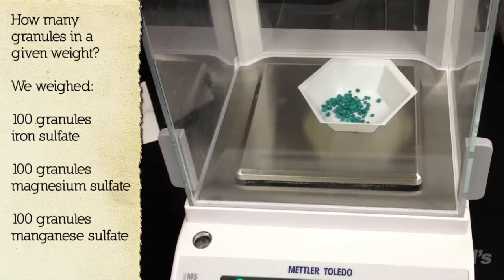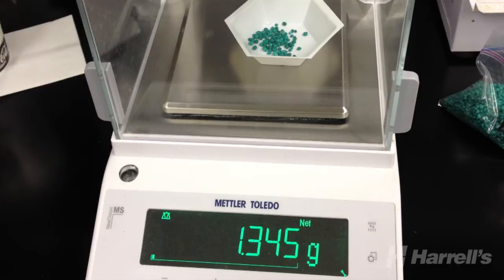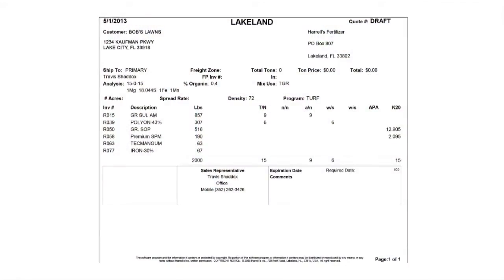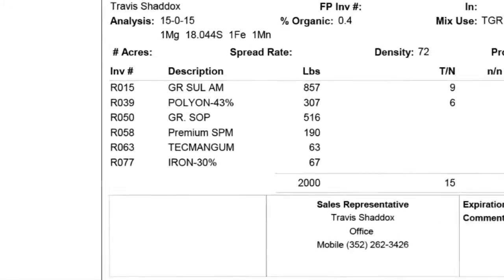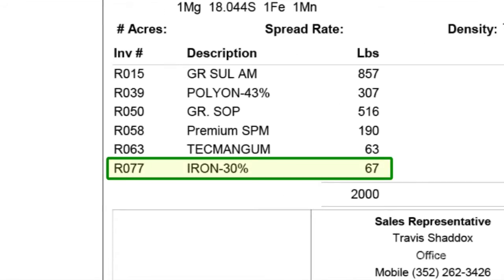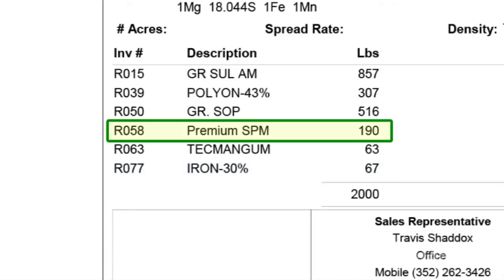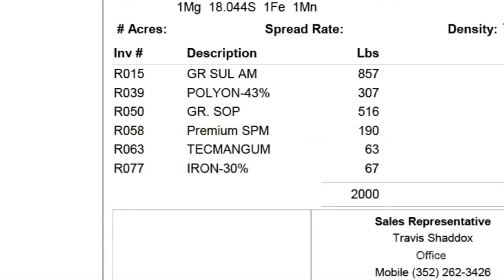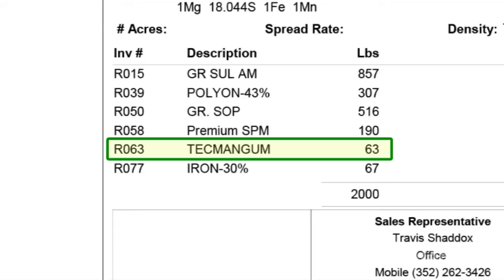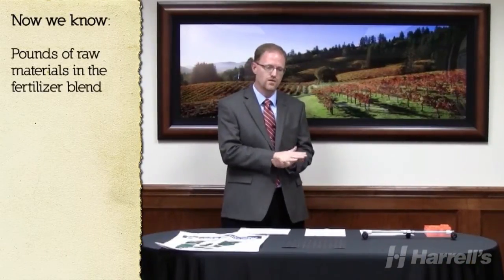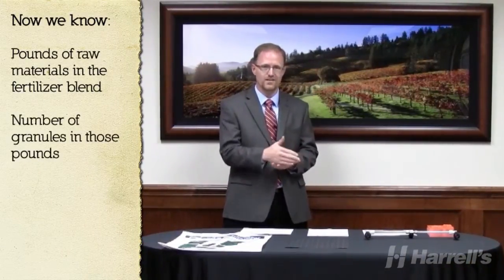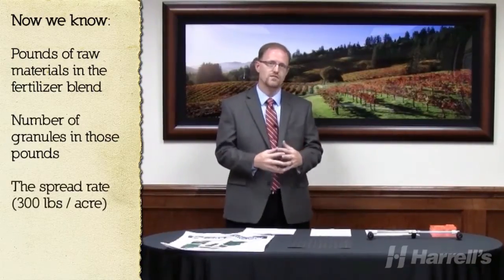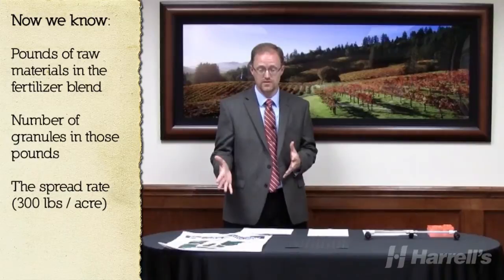At that point, we know we have so many granules of a particular raw material and so many pounds of the raw material. When we blend it up, we generate what's called a batch sheet, which provides to us the number of pounds that we need to put into the ton of fertilizer. And in this particular blend, we have 67 pounds of iron sulfate, 190 pounds of the raw material that provides the magnesium sulfate, and 63 pounds of the manganese sulfate. So now we know the pounds of the raw materials in the blend. We know the number of granules that are in those pounds, and we know the spread rate across a given area, which is 300 pounds per acre in this particular case.